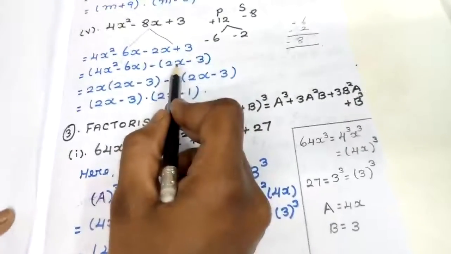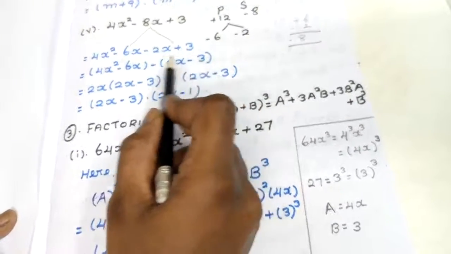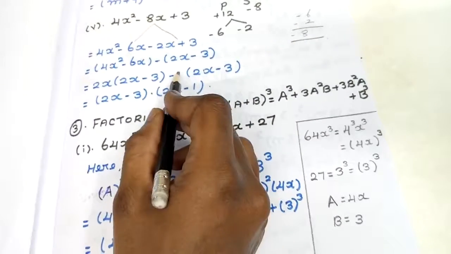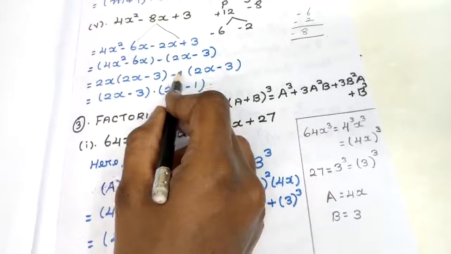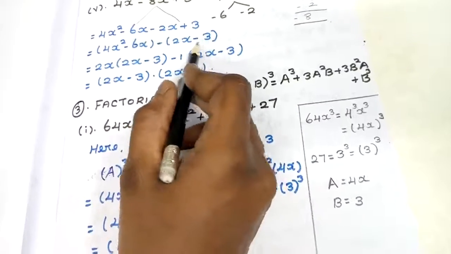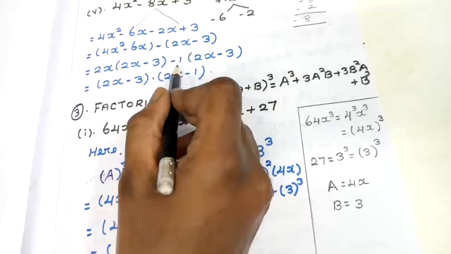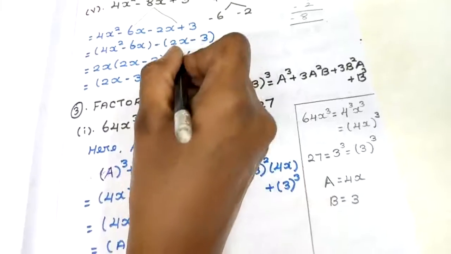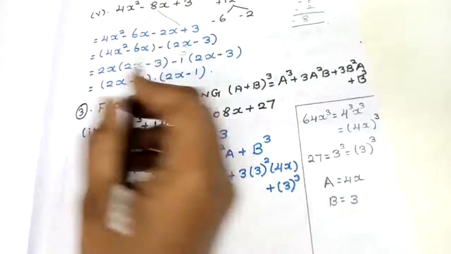If suppose I cannot take anything common outside, it means I am going to take 1 out. That is, automatically you will be having 1 as a common factor. If you can't take any common out of 2x minus 3, that means in this place you will be having 1 as a common factor. So keep that in your mind, students, this is a very important place.